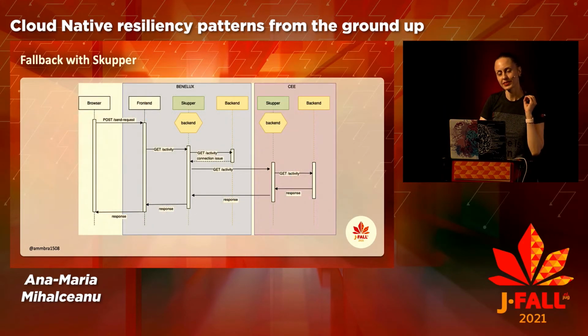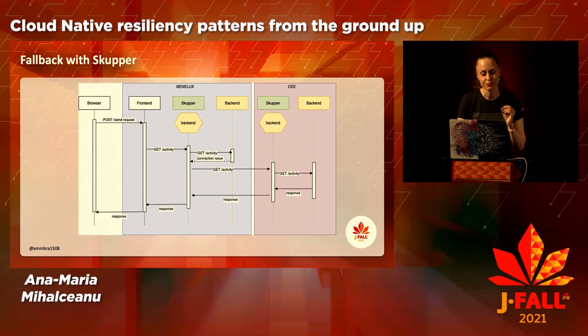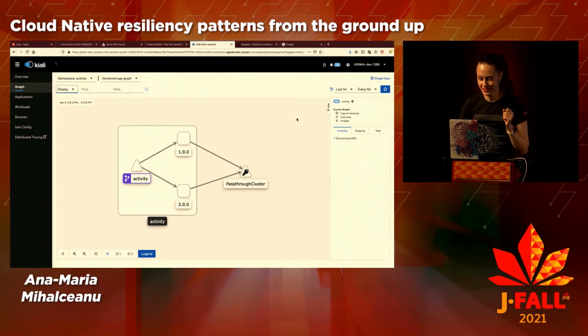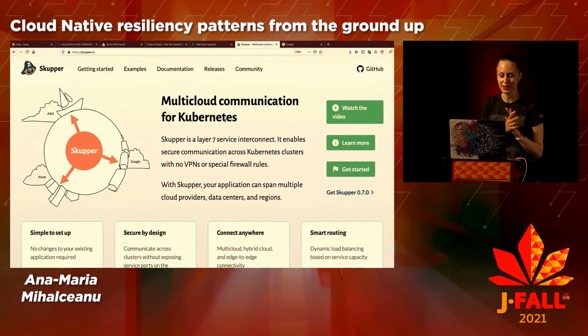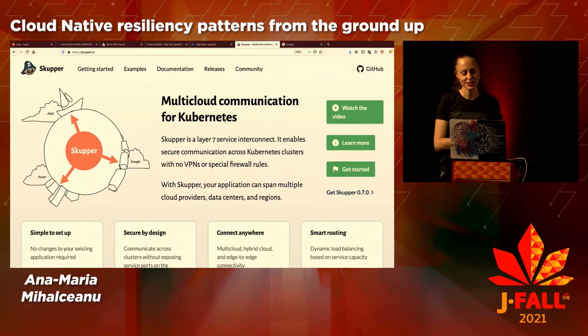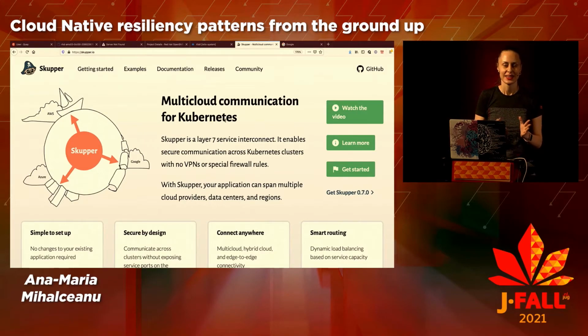Now, last thing that I want to show to you is how to fall back with Scooper. What's Scooper? It's my new best friend and the thing that I'm having fun with. Scooper is there to help you with multi-cloud communication for Kubernetes, but it can also work in your same cluster. It works across namespaces as well, and that's how I used it in my example, so that everybody can reproduce this at home.